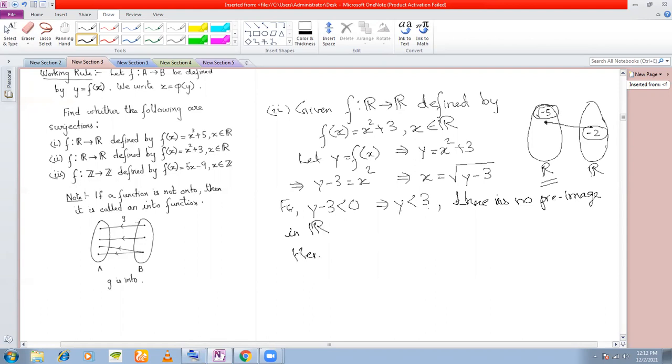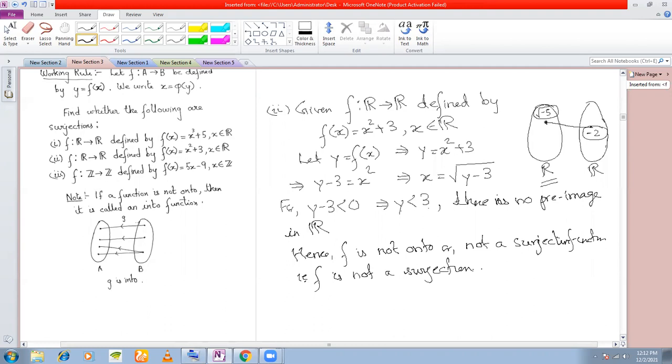Hence, we say f is not onto or not a surjective function. That is, f is not a surjection. Okay. Let's see the last one from surjections.